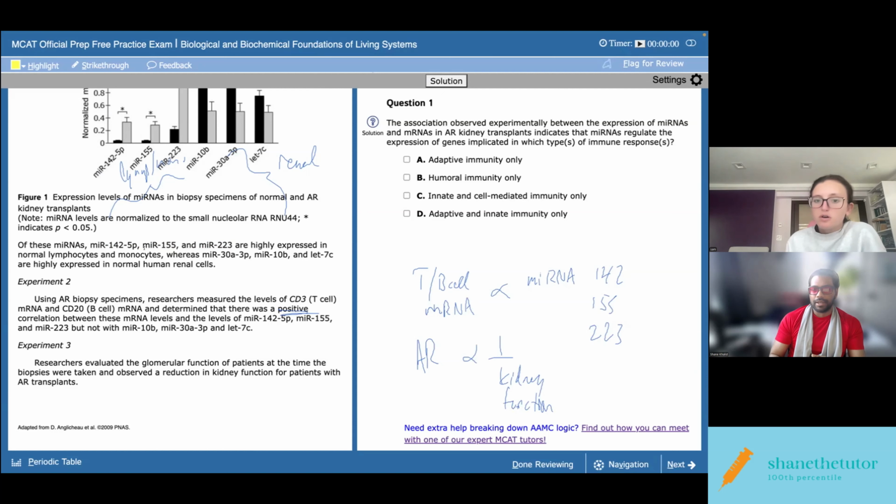Okay. So if we're operating off of the assumption that these normal lymphocytes and monocytes already there aren't part of innate, that immediately rules out C and D, right? And then adaptive, I still think is correct because something is changing in the body. Yeah, because we're dealing with T cells and B cells, those are what adaptive immunity is basically.